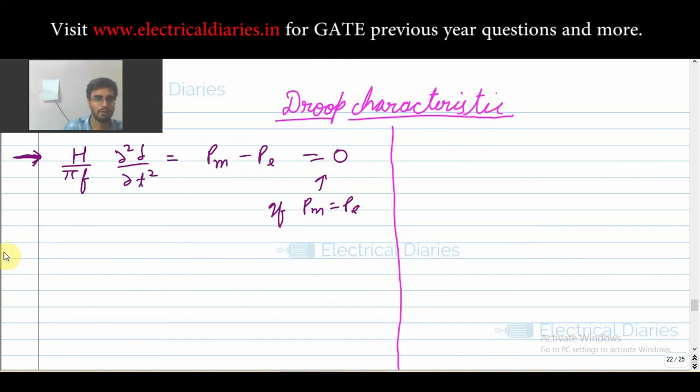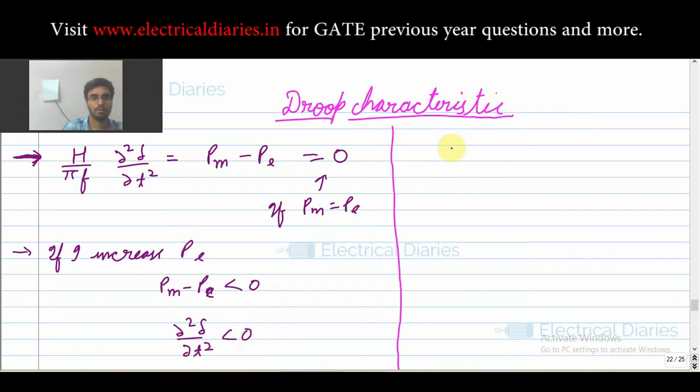So now if I increase P, then what will happen? Your Pm minus P will become less than 0. Okay, so your acceleration, that is del square delta by del T square, will become less than 0. Okay, so this implies that your speed will reduce. Okay, that is the speed of the rotor will reduce.